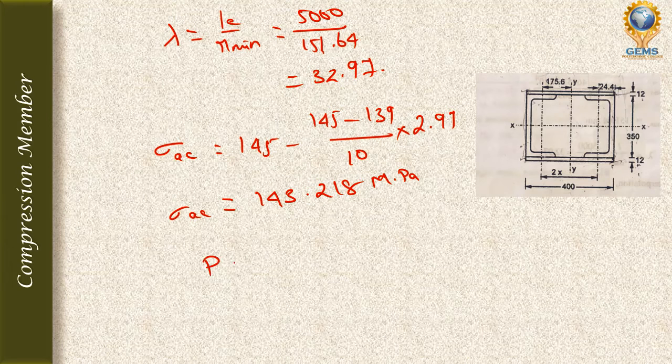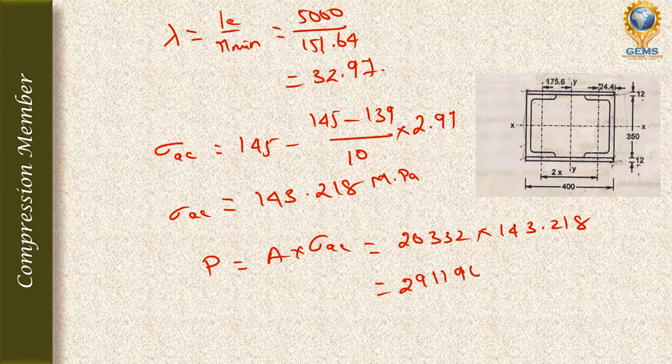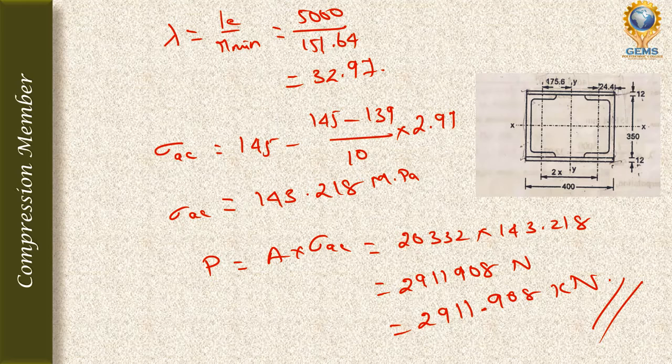So what is the safe load carrying capacity? P is equal to area into sigma AC. The area is 20332 into 143.218. This is equal to 2911908 Newton, or 2911.908 kilonewton. So this much load the built-up section can carry safely. So this is the solution of the problem.